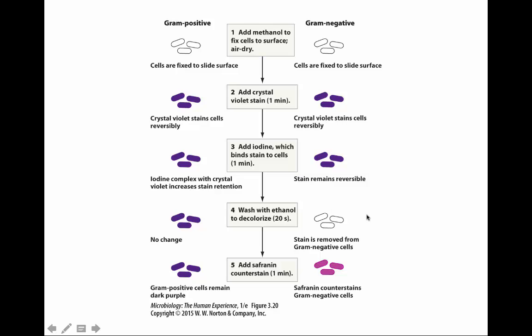So we come back with a counterstain that gives the negative cells a color, and in this case it's safranin, which is a light pink color. Now if you add light pink to purple, you still get a dark purple color. So these gram-positive cells are still stained with the safranin. Their color under the microscope, however, doesn't change.